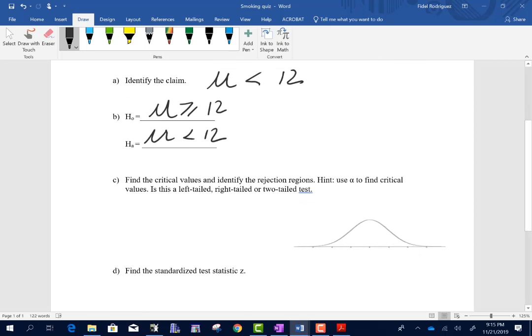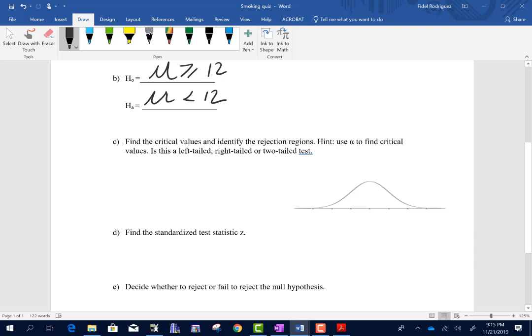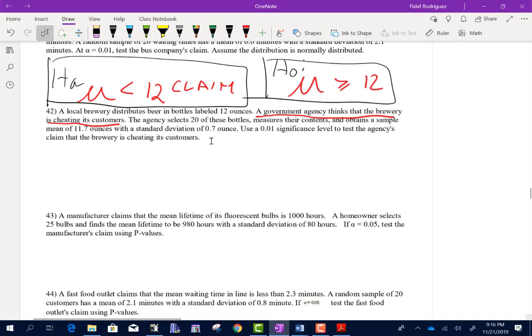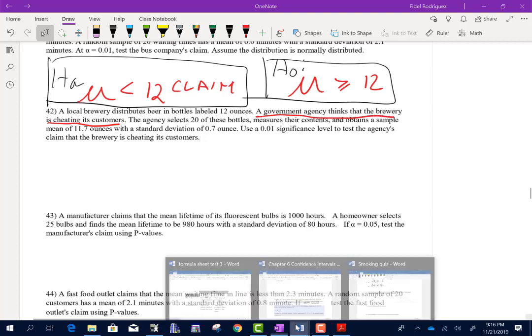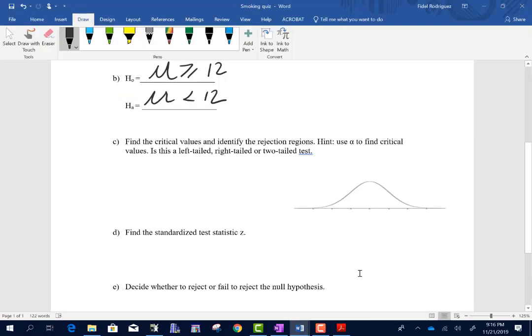Now it's asking me, find the critical values and identify the rejection regions. Use alpha to find the critical values. So in our problem, guys, on 37 or 40, whatever one it is, 42, what's the alpha they gave me here? 0.01, right? Use a 0.01, so that's my alpha. I'm just doing the same kind of thing here. So my alpha here is 0.01. Now, did we say left tail, right tail, or two tail? It's a left tail, right?